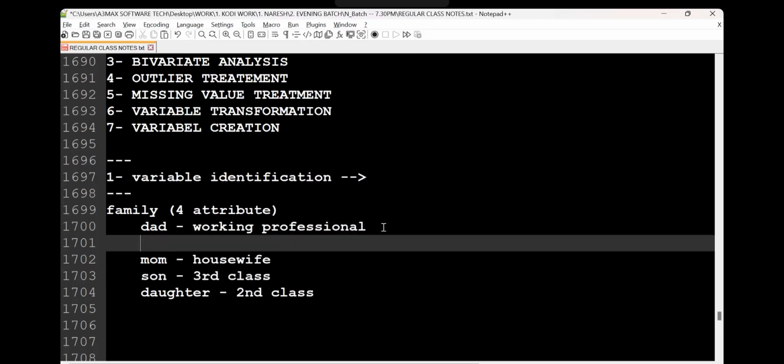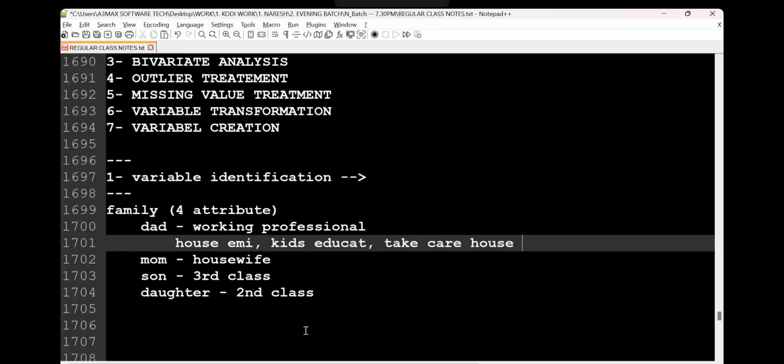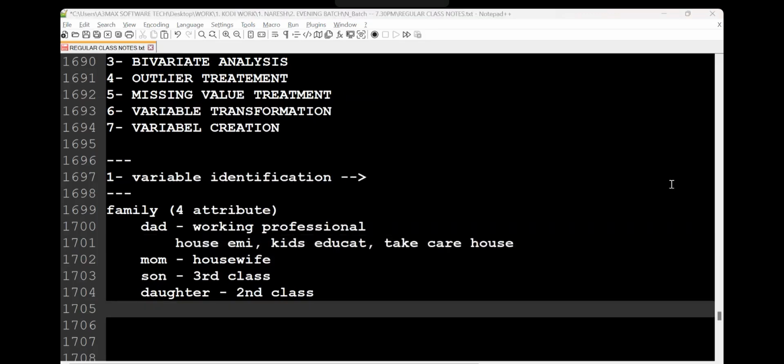See, dad has a lot of house EMIs and kids' fees. Don't answer blindly. Think and answer. Kids' education, a lot of loans, taking care of the house, all those things, isn't it? So now I have created four attributes. Mom, son and daughter depend on dad. Very good, Avi. Excellent. So Avi is right or not, guys?